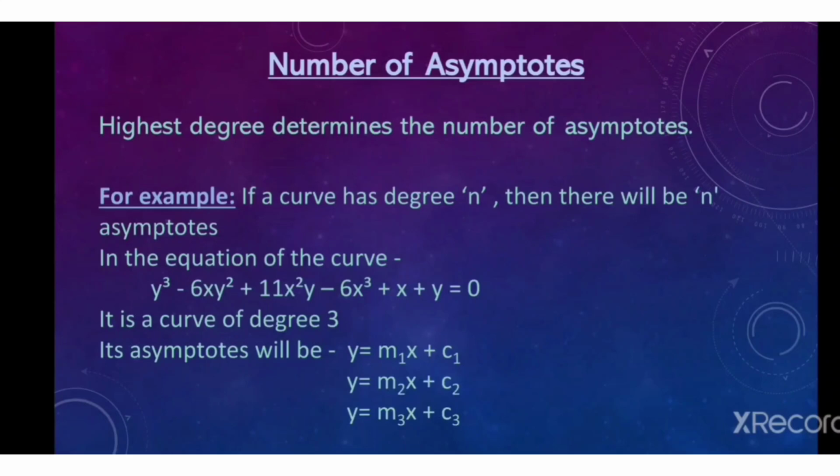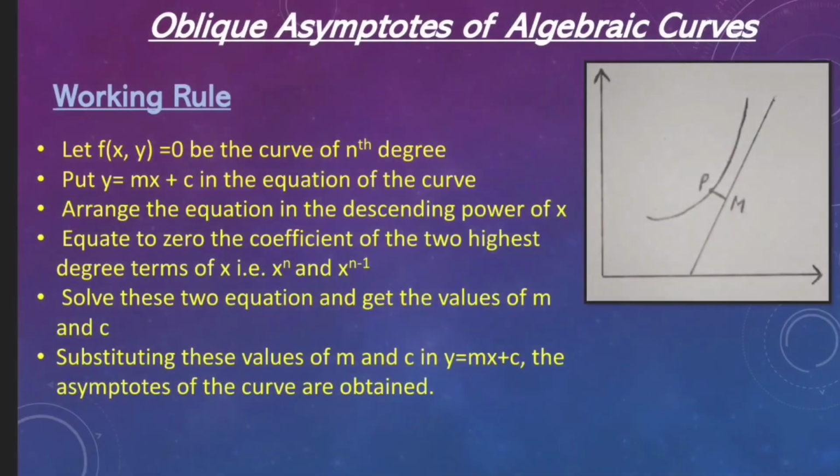Suppose in this equation y cube minus 6xy square plus 11x square y minus 6x cube plus x plus y is equal to 0. It is of degree 3, so it will have 3 asymptotes of the type y is equal to mx plus c. That is, they are y is equal to m1x plus c1, y is equal to m2x plus c2, y is equal to m3x plus c3.